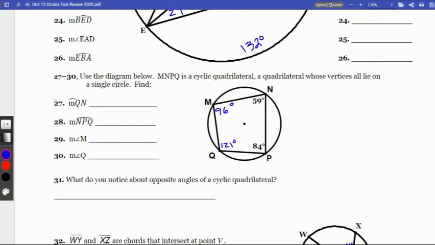And so let's take a look at these. QN, now careful with this, QN could be going around through point M or point P, but it's going to be the minor arc. It's going to be the one that's less than 180 degrees. So actually, I'm going to look at these and say that if this angle is smaller, that means this arc is going to be smaller also. So double 84 was 168.